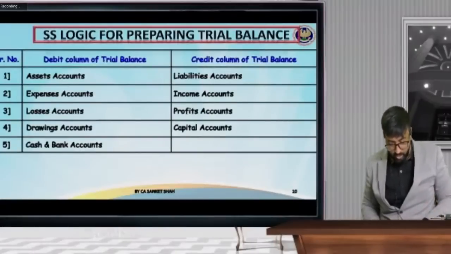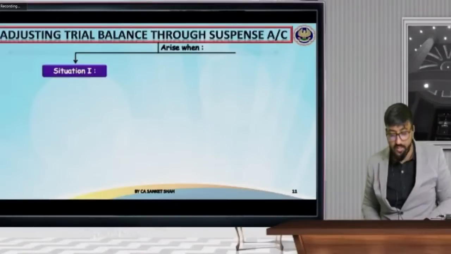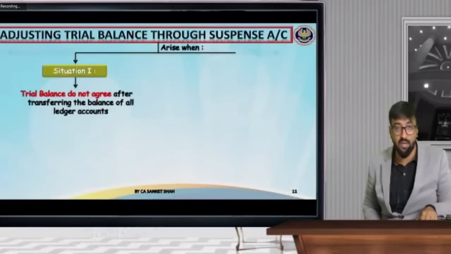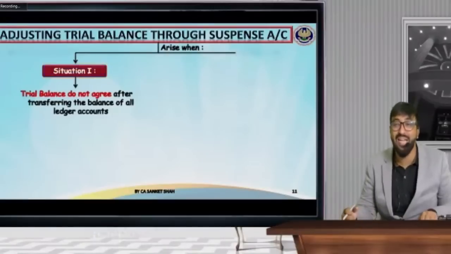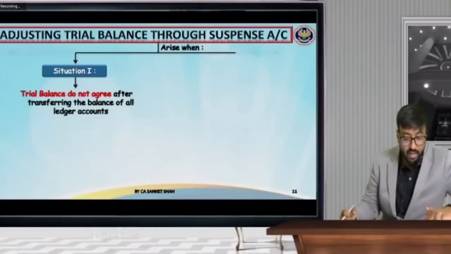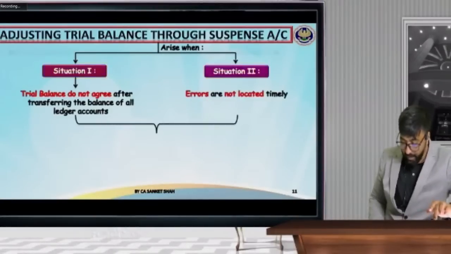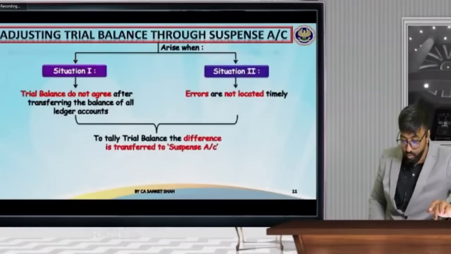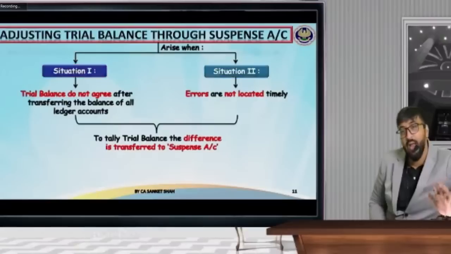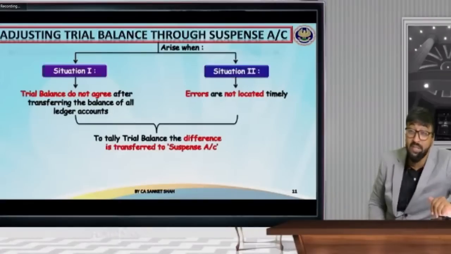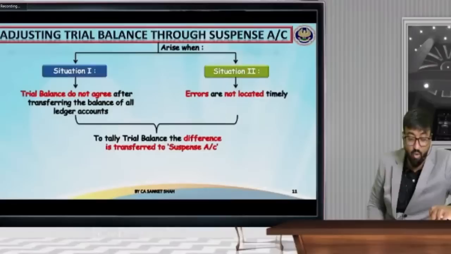Okay, chaliye. Now, what is adjusted trial balance? Adjusted trial balance means when you open a suspense account, when the trial balance is not tallying, my friend. If trial balance is not agreed, agreed means tallied, then we open a suspense account, as errors are not located in time. To tally it, we write suspense. Then you solve that suspense. Why is it not tallying? Then you check your books of accounts, or you may ask your client, please solve this suspense account. So a suspense account is opened when your trial balance is not tallying.